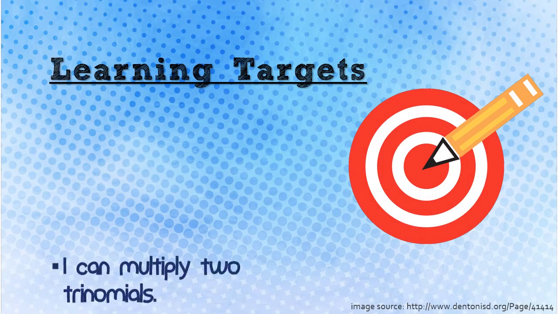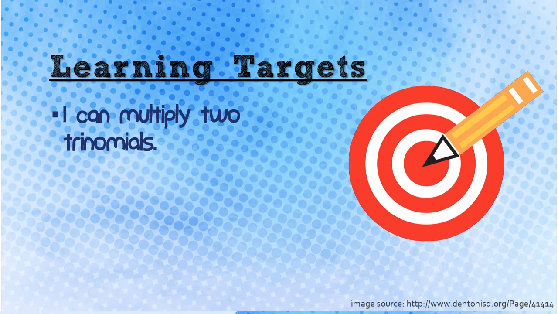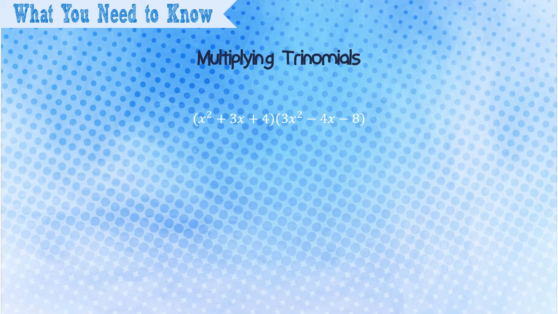In this video, we're going to take a look at the learning target, I can multiply two trinomials. So what does it look like to multiply trinomials? Remember, a trinomial is a polynomial that has three terms. So we're multiplying one polynomial of three terms by a second polynomial of three terms.